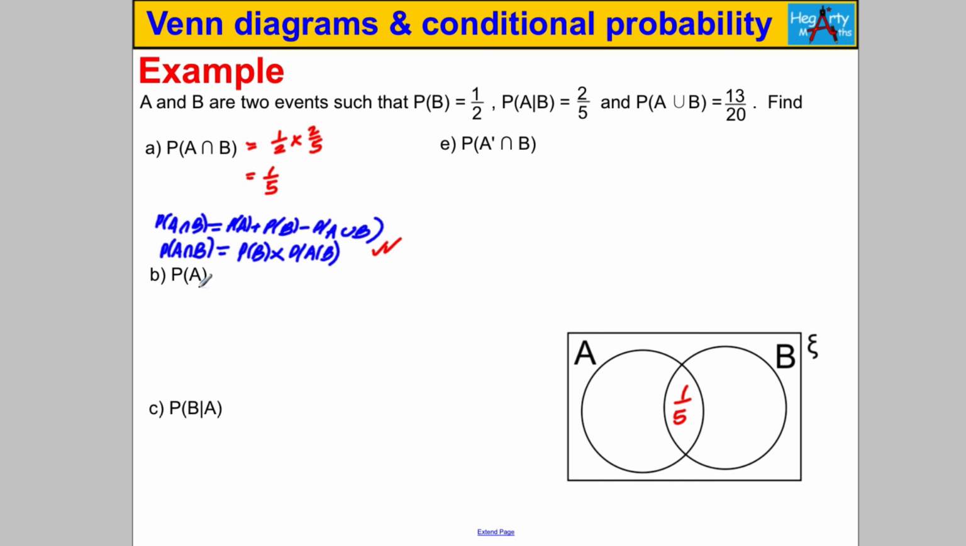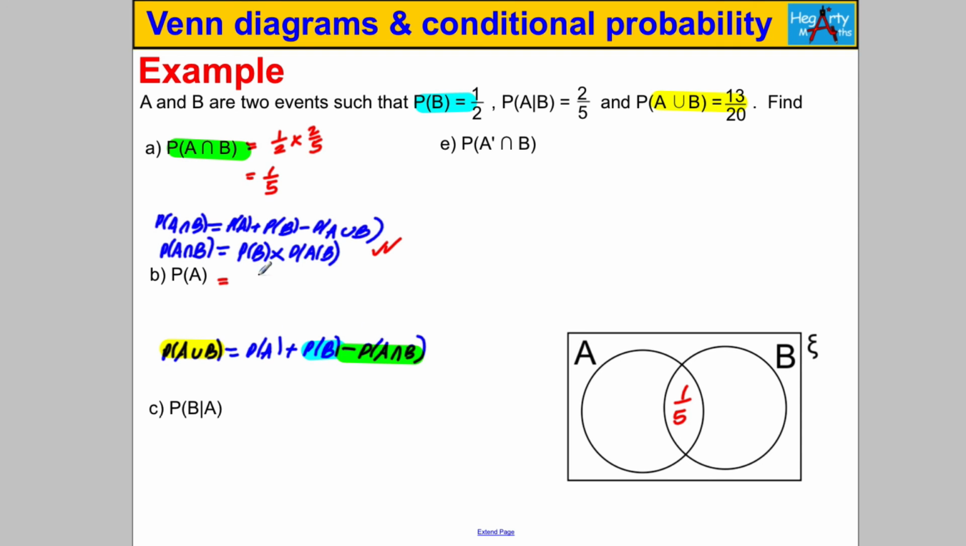Okay, next one we're asked the probability of A. Well, we do know that the probability of A or B is equal to the probability of A plus the probability of B, subtract the probability of A intersection B, and that's useful to us in this case because we have been given this one here, we have been given this one here, and we have just worked out the probability of A and B here. So we could use that to find the probability of A.